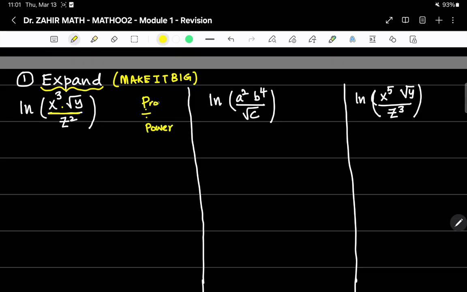These 3 things you should concentrate on. What are the 3 things you should concentrate on? Product, of course, and quotient. It's a difficult word for you, so let me use the word divide, okay? Product, divide, and power. These are the 3 things you need to concentrate on.